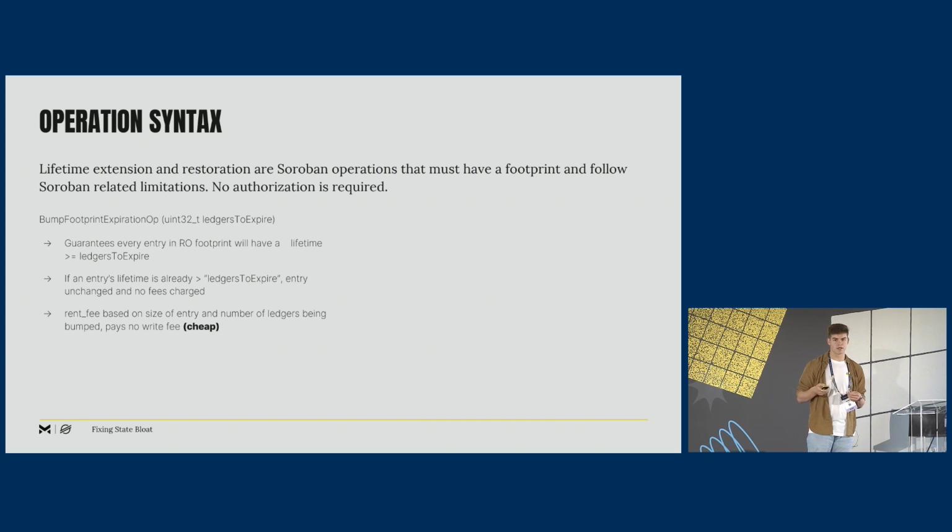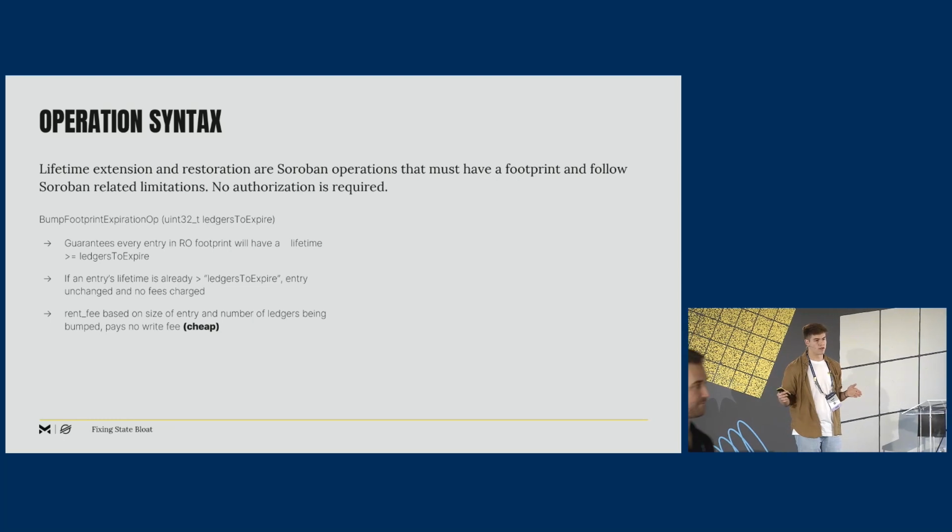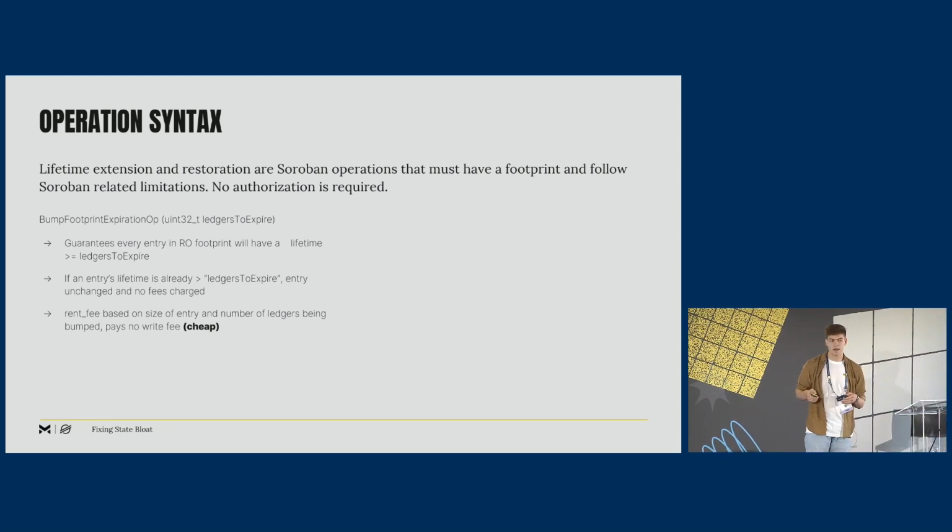Speaking of fees, like Sid mentioned earlier, we charge a rent fee for lifetime extensions. This rent fee is based both off of the size of the entry being bumped, as well as the number of ledgers that you're bumping the lifetime to. This just follows an analogy like an apartment. You'd expect to pay more for a 3-bedroom, 2-bath apartment than you would for a studio, so we take into account size. And it costs more to have a year's worth of rent in your apartment than it does to have a month's worth of rent of your apartment, which accounts for the ledgers. Now, in terms of Soroban fees, lifetime extensions and rent fees are some of the cheapest fees and are much cheaper than write fees.